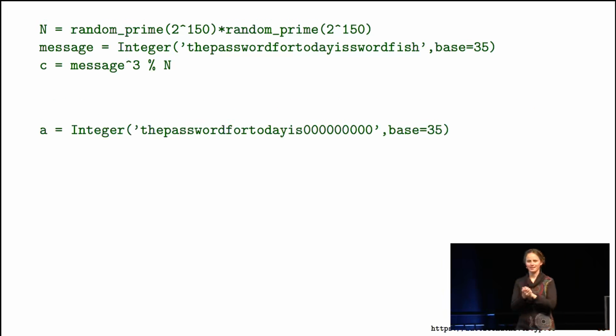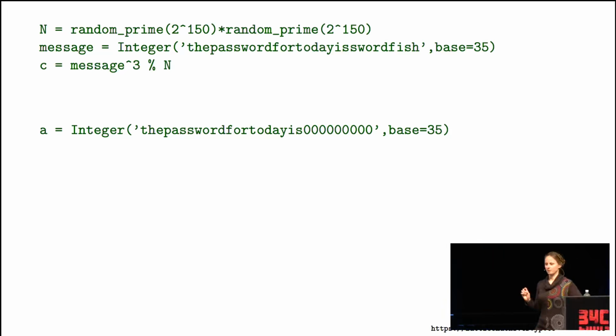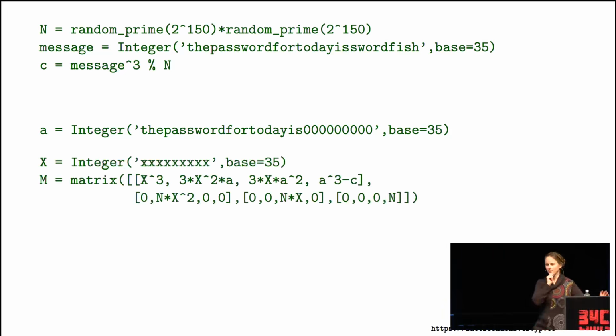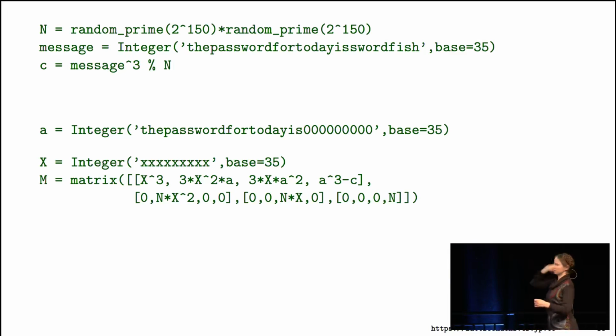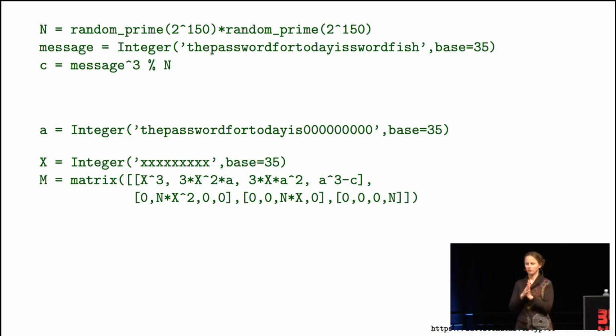So maybe the attacker has guessed that the message looks like this, where they don't know some chunk of the message, but they know the rest of it through some attack. So I have my secret value, or my value A that the attacker has guessed. Here comes the magic trick again. I construct a matrix. This is going to be a lattice basis from my guess at what the message looks like, the ciphertext, and the modulus. And then I've filled in some zeros for the part of the message that I don't know yet. Okay, so I have a lattice basis.